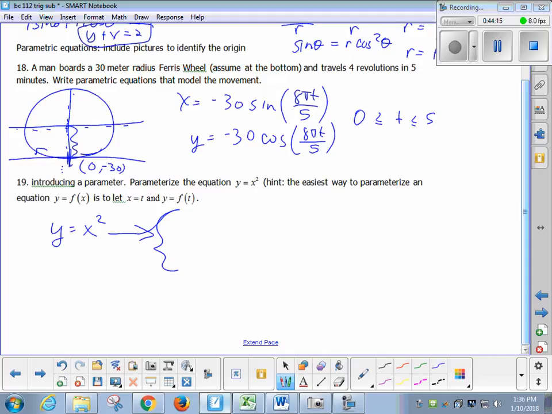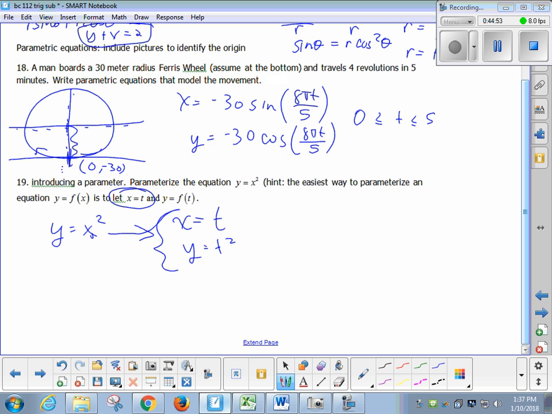All right. So, your goal is to take this rectangular equation and parameterize it, which is to say, introduce the parameter. The easiest way is just to say x equals t, which I believe I told you to do. And y then, if x equals t, then y must be t squared. Parameterized. Done. Wouldn't you agree that if you eliminated the parameter, you'd be right back to y equals x squared?